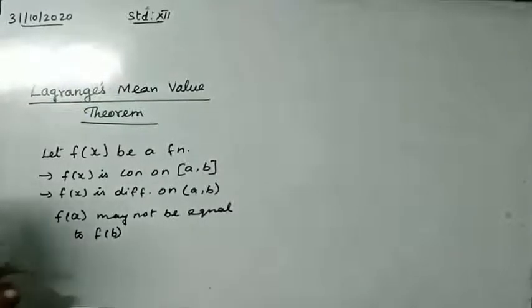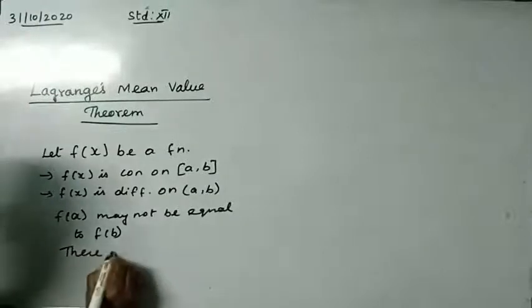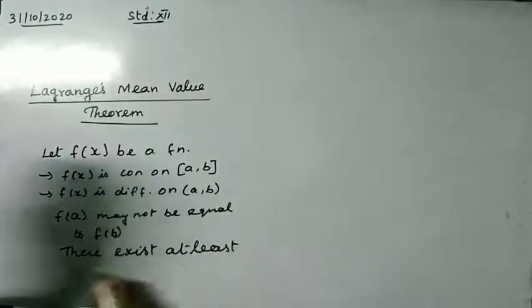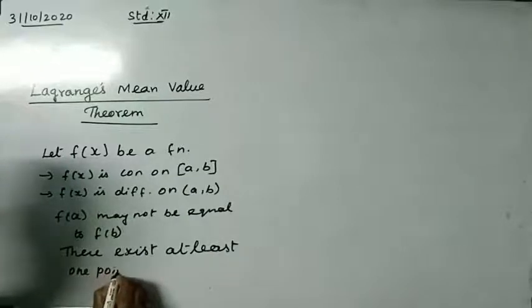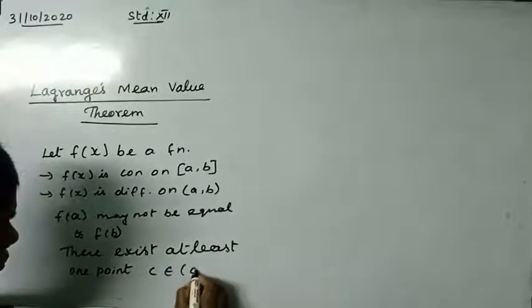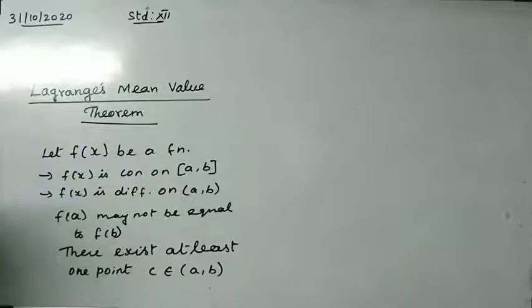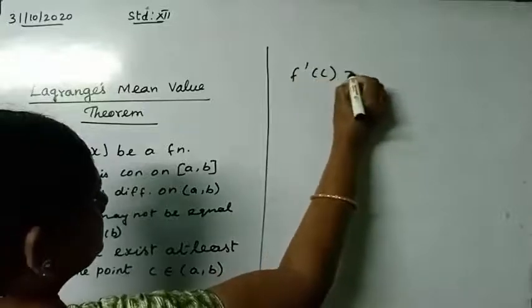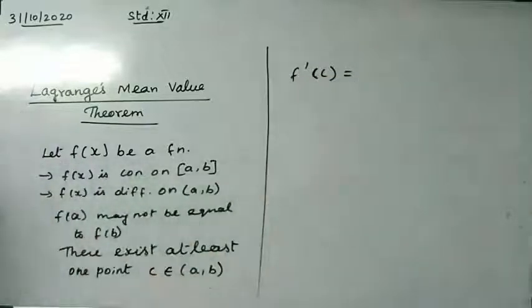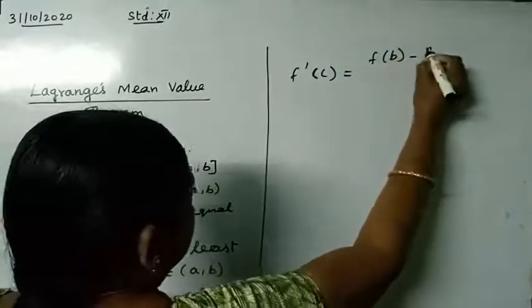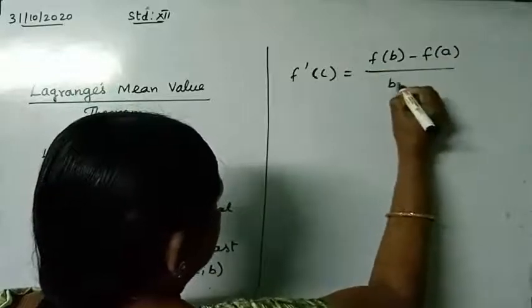If it is not equal, let us conclude that there exists at least one point c which belongs to the open interval a comma b, such that we can write f dash of c is equal to, whereas in Rolle's theorem we have taken f dash of c equal to 0. Here f dash of c equals f of b minus f of a divided by b minus a.